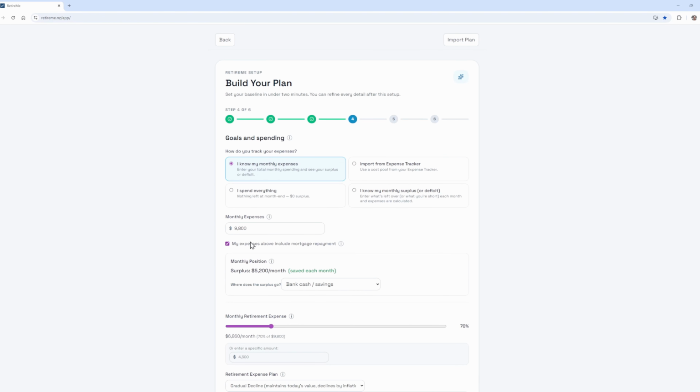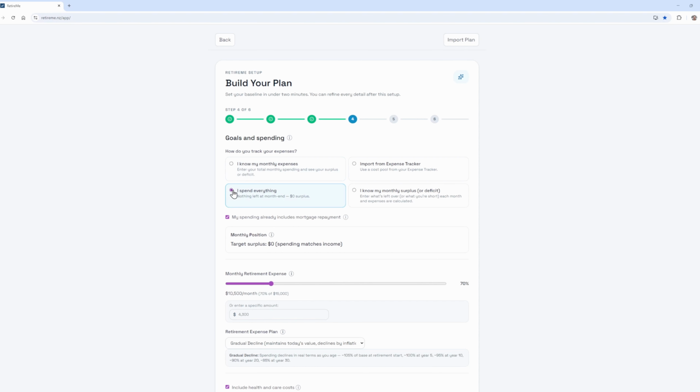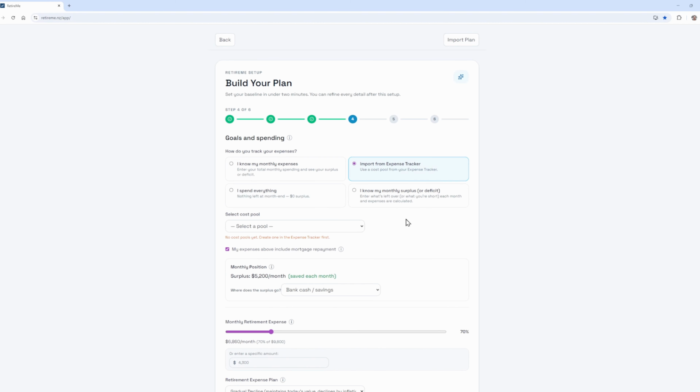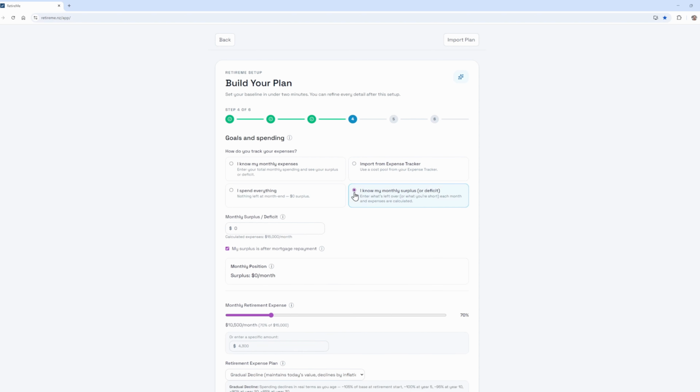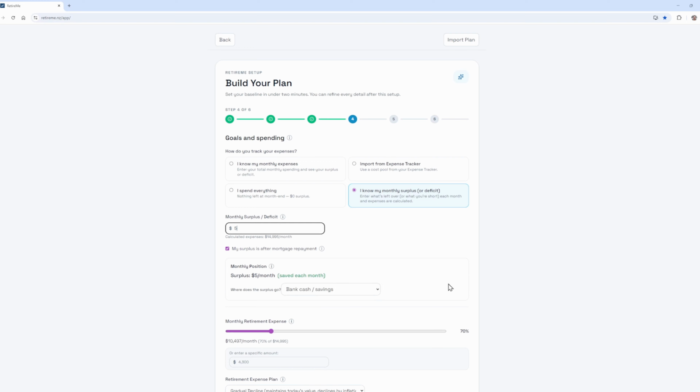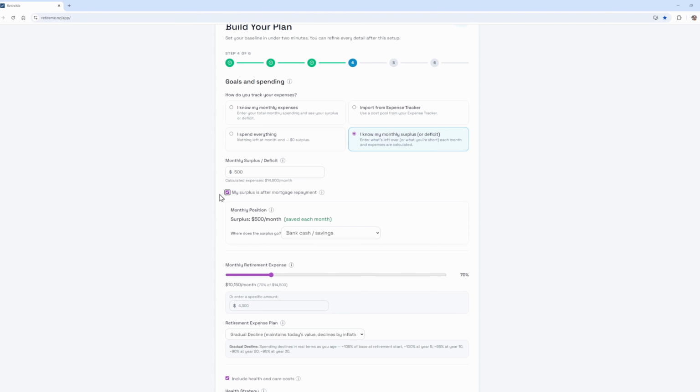Right, now the difficult one, expenses. We've got 4 options, as you know. Either you know your monthly expenses and you can actually put the number down, or you spend everything and you don't normally have any money left over, or you can use our expense tracker, which we won't look at now, or we know roughly that we have maybe some money left over every month. So let's say we've got $500 a month spare at the end of every month, and that's after we've paid the mortgage. That's important. You don't want to double count your mortgage. And with that money, we'll put it into our investments, right?